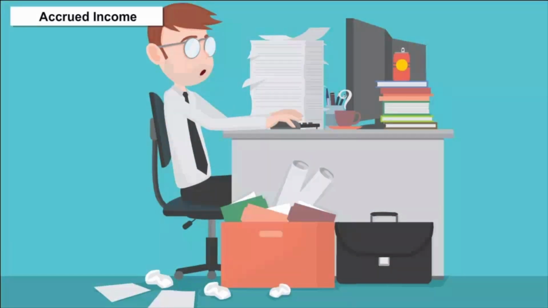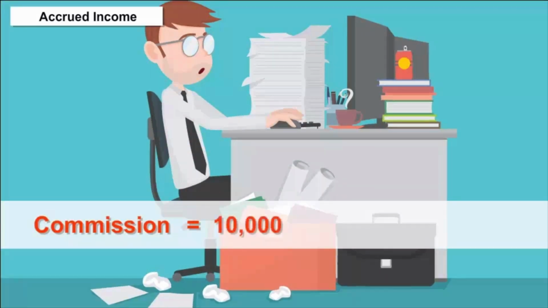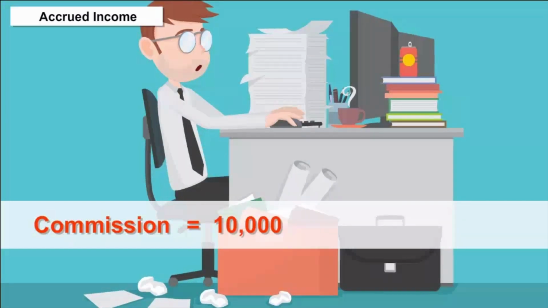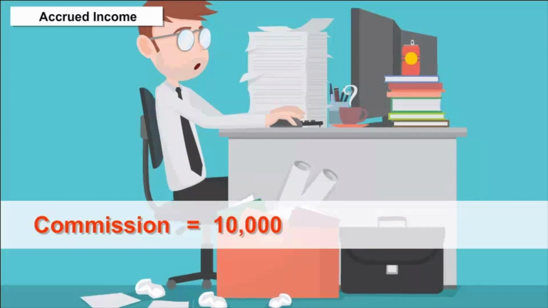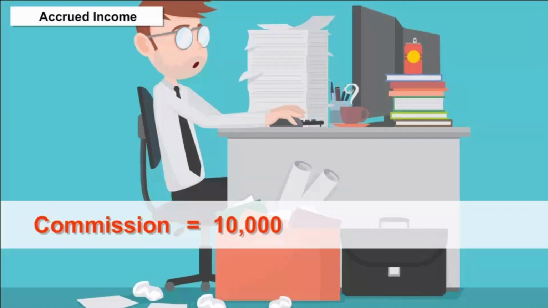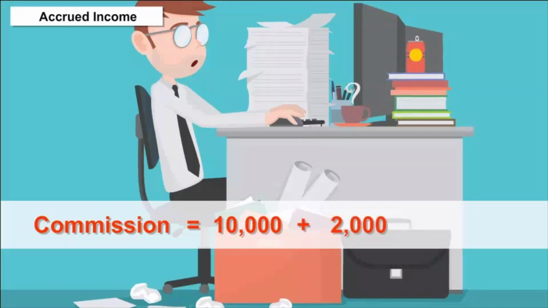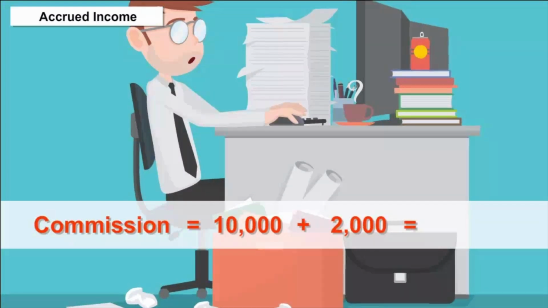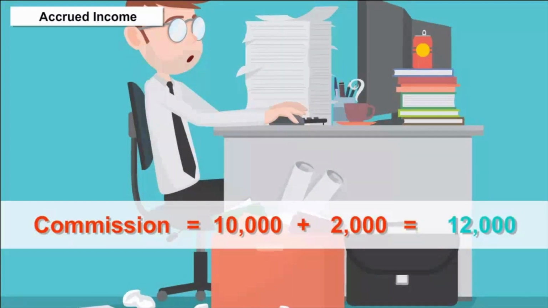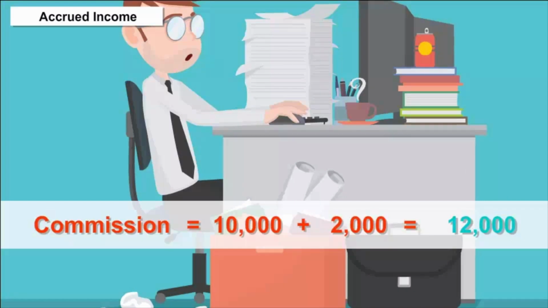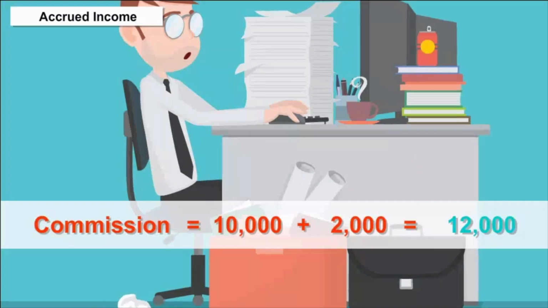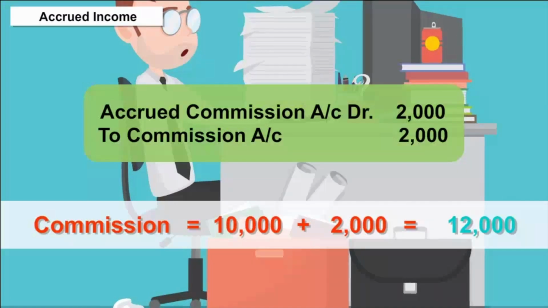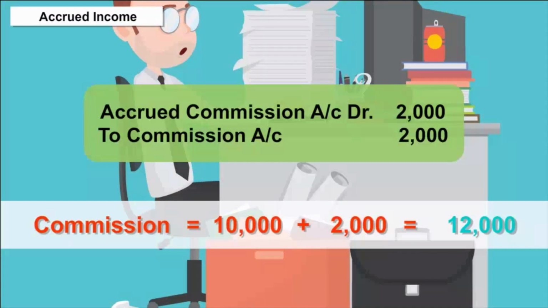Suppose Rahul received a commission of rupees 10,000 from some party for rendering his services to them. We assume that he has to still receive 2,000 commission from that party. So, the total commission earned would be 12,000. So, the adjustment for the accrued commission would be accrued commission account debit 2,000 to commission account 2,000.